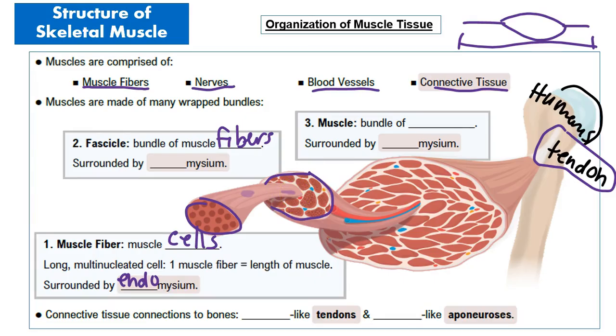But we also know that the fascicle itself is surrounded by its own connective tissue, and that's going to be called perimysium. So you have this bundle of muscle fibers surrounded by perimysium, and then those are also bundles because the muscles themselves are bundles of fascicles. That's not a D, that is a C.